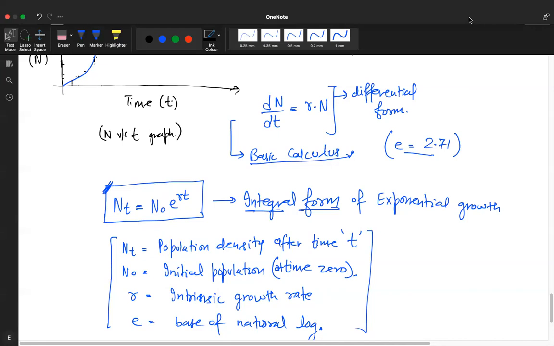Clear, sir. Clear? Right. So you can write down here, for exponential growth, the resources are assumed to be unlimited. And the population growth is under no checks.